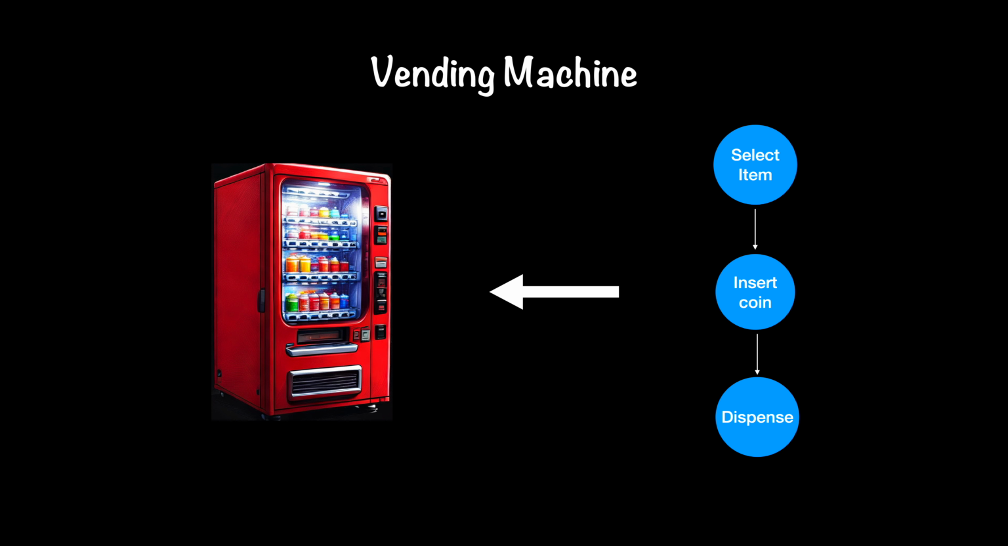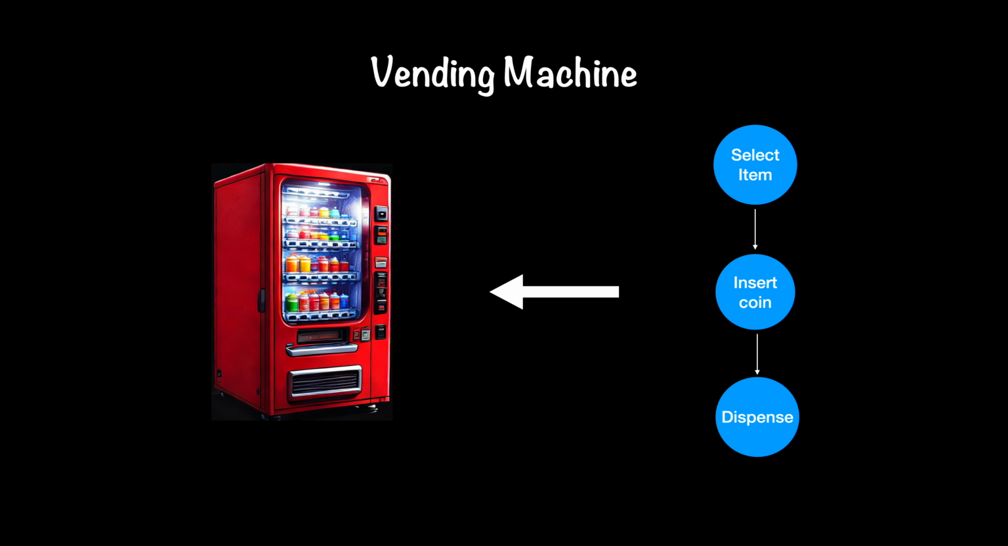Traveling this far in the video, you might already get an idea of what the context is and what the states are in this particular problem. The vending machine is our context, whereas select item, insert coin, and dispense are the operations for the vending machine. Now we need to define our states from these operations.